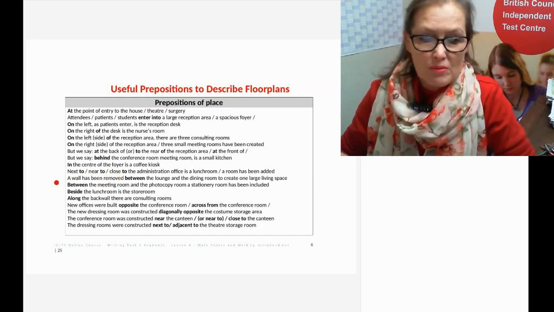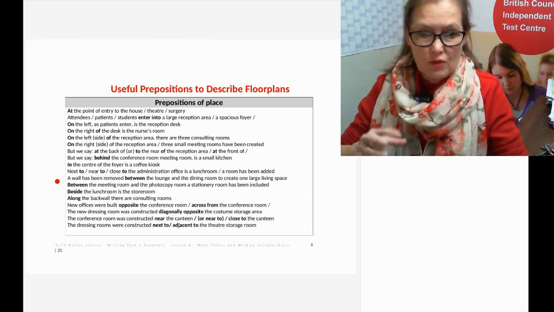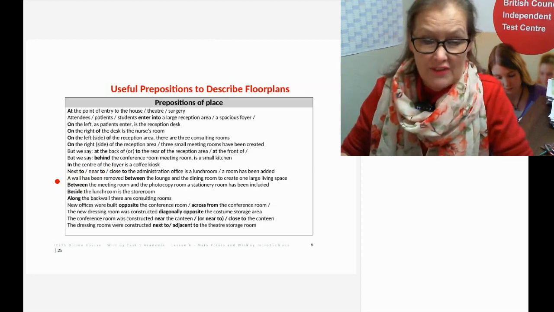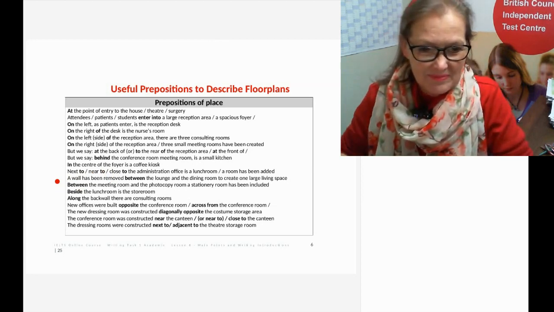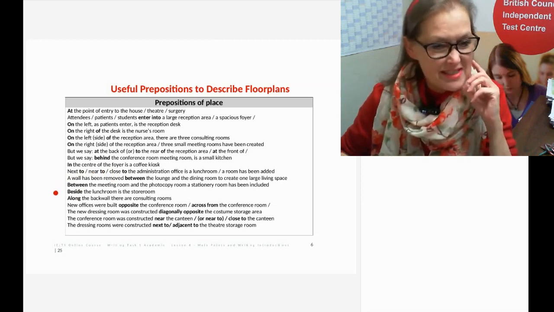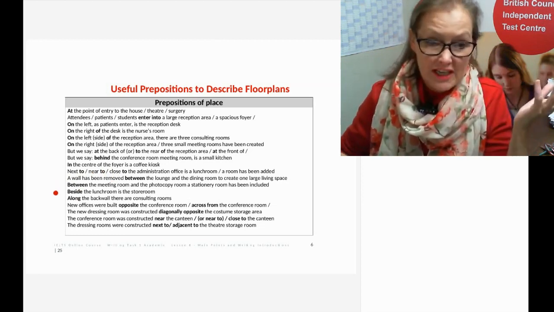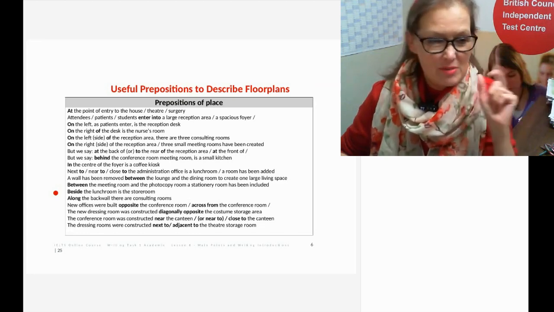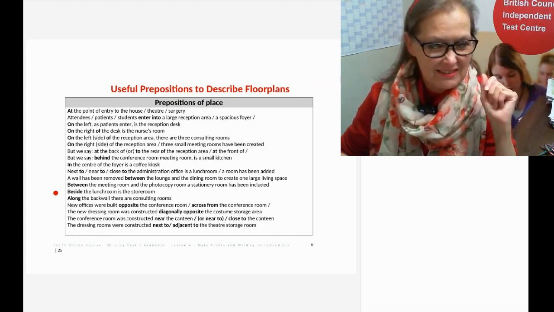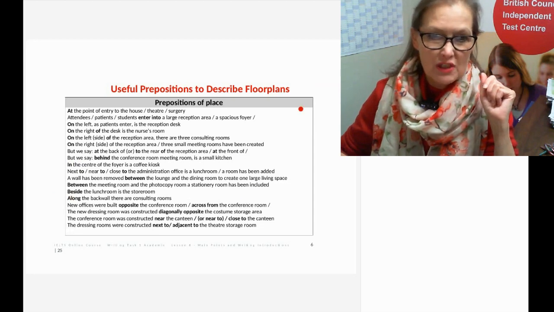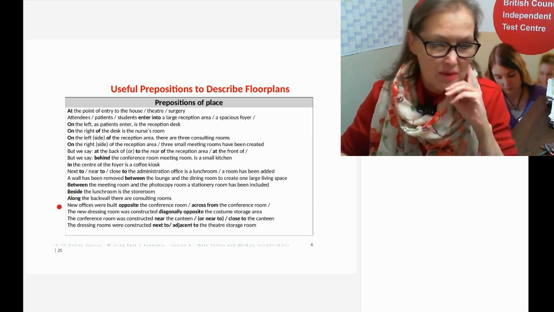And then we also talk about between. We could talk about a wall has been removed between the lounge and the dining room. So that's another useful preposition. And then we can talk about beside is another word for next to. But we don't say beside to, just beside. And then we could also use along. If, for example, we've got a whole row of offices along the back of the building, for example.